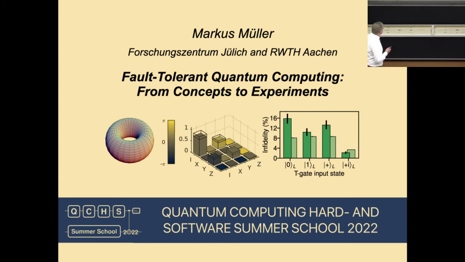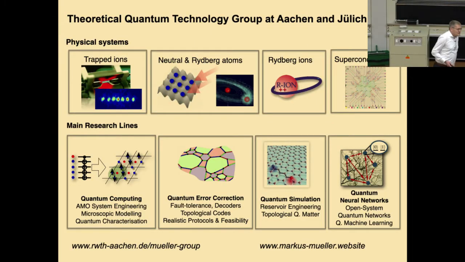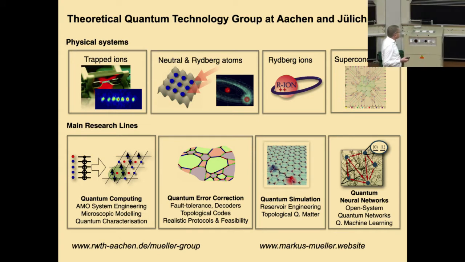I want to speak today about fault-tolerant quantum computing. That's, as you mentioned, not everything that we are doing in my group. My background is mostly in atomic physics, atoms, ions, but we've also recently moved into collaborations on superconducting qubits. This is a little bit of an overview of the research lines. We are interested in designing schemes for quantum computation, for quantum error correction, both, as you will see, from a theoretical point of view, but then also in very close collaboration with experimentalists.